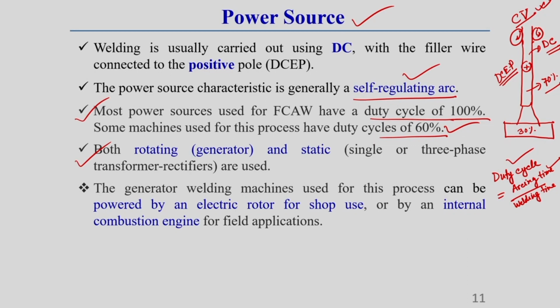In rotating type of power source is actually the generator. Types of power source called rotating types of power source, and static type of power source means transformer rectifier types of system which can have both single as well as 3-phase types of connection.